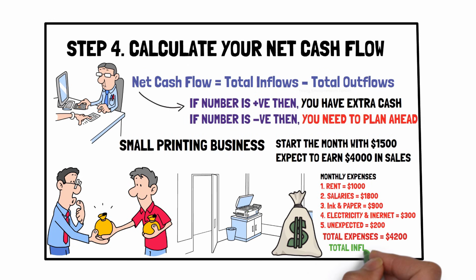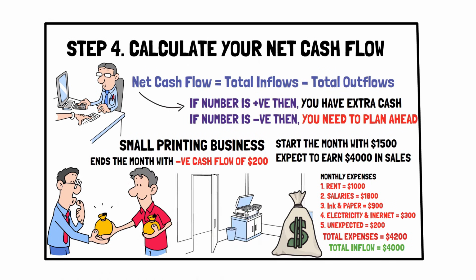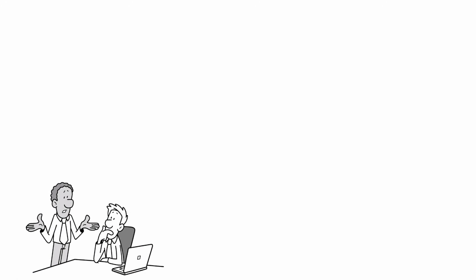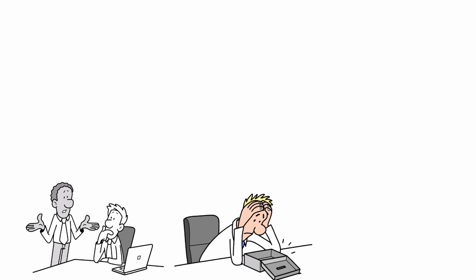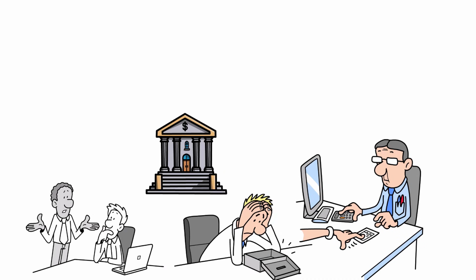$4,200. Total inflow, $4,000. Even though their sales look strong, the business ends the month with a negative cash flow of $200. The owner might feel confident because customers are buying, but the cash tells a different story. Without a projection, the business may struggle to pay bills or might take loans unnecessarily.